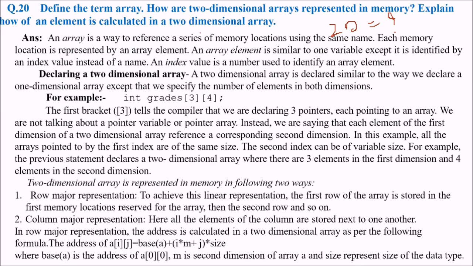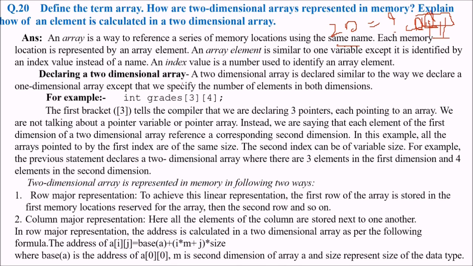An array is a way to reference a series of memory locations using the same name. This memory is contiguous, and each memory location is represented by an array element. An array element is similar to one variable, except it is identified by an index value. You can consider the size of an array as the number of variables kept in a contiguous fashion, known by only one name. An index value is a number used to identify an array element, and these values should be homogeneous, meaning of the same data type.